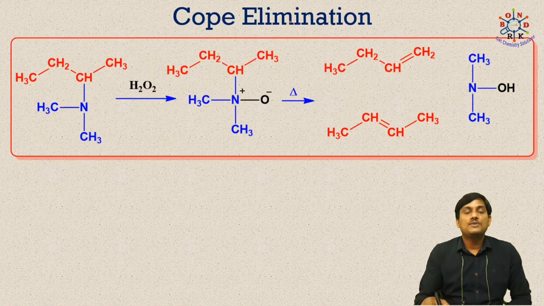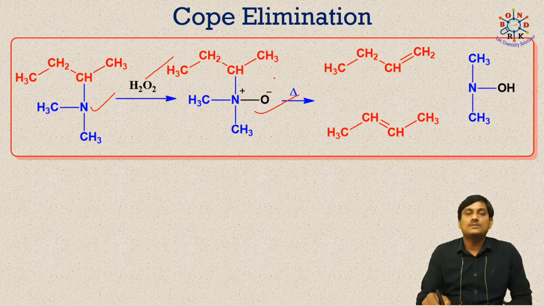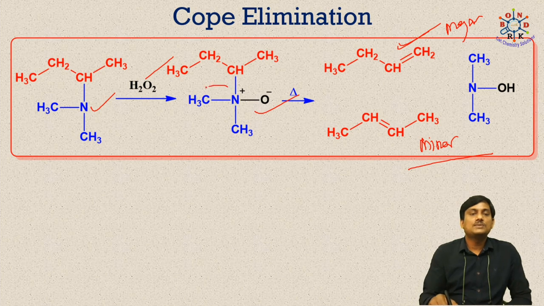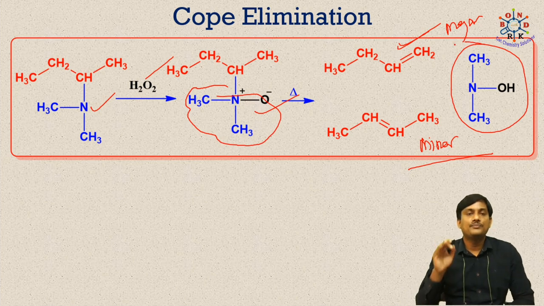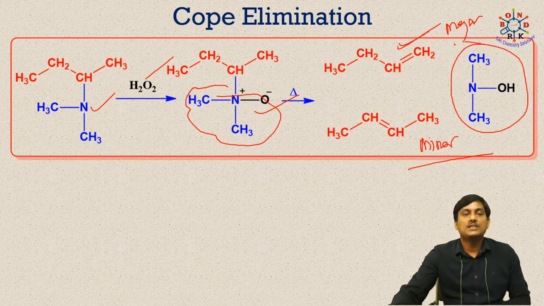And Cope elimination is a modification of Hofmann elimination. The tertiary amines will first be converted into N-oxides, and when you heat the N-oxides, there is a decomposition. Here also, there is an elimination of hydrogen from the less substituted carbon, not the more substituted carbon. You will get this one as the major, and this one as the minor. So this one will be removed, and this hydrogen will be removed as this molecule. So Cope elimination is exhibited by N-oxides, and Hofmann is exhibited by quaternary ammonium salts.